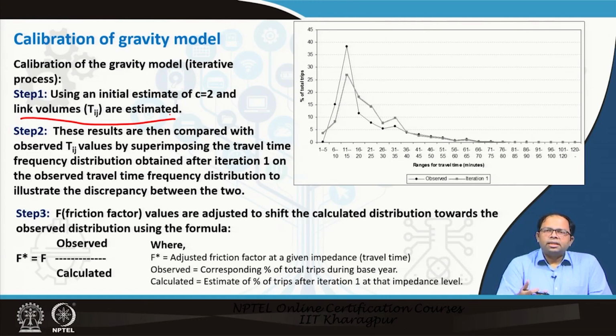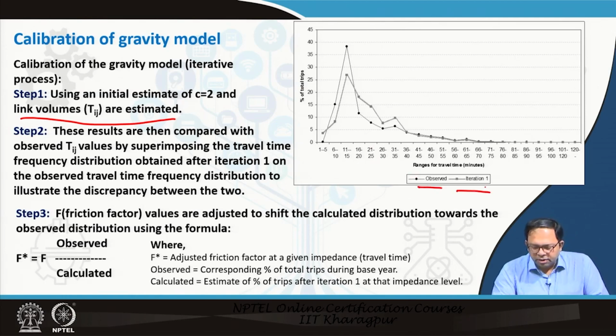In the next step, we have an observed data set of Tij values. This is done with the base year data, when the calibration is done using base year production, attraction and base year impedances. Once we have estimated Tij values using c equal to 2, we match the histogram or distribution of trips as per different travel times for the predicted values of Tij and the actual observed values of Tij. In this figure you see there is the observed and there is the result of iteration 1.